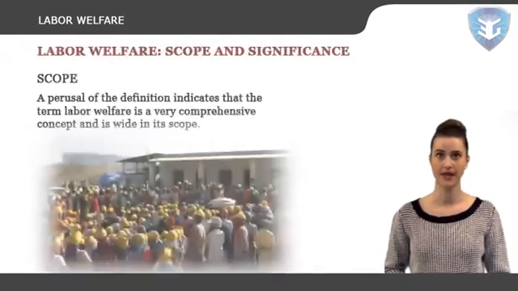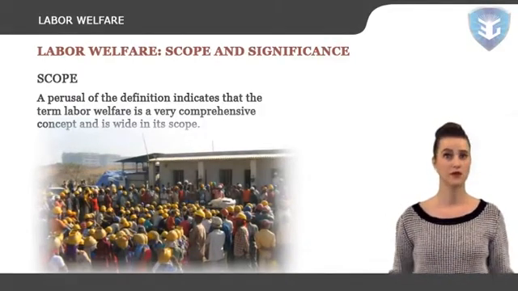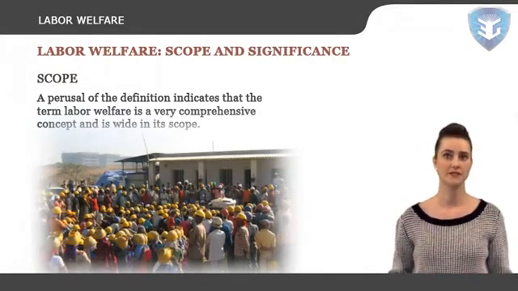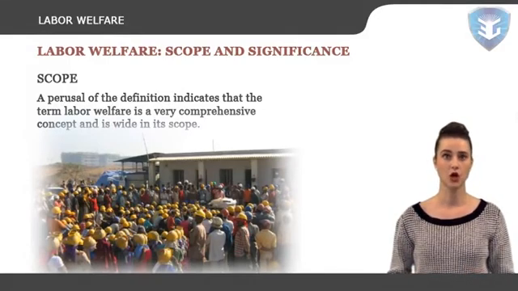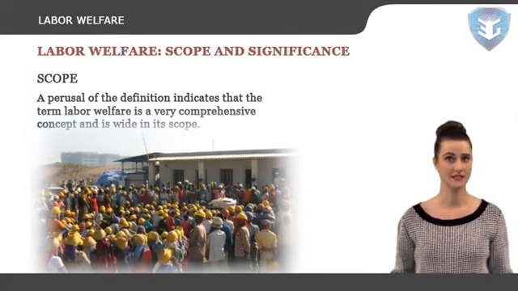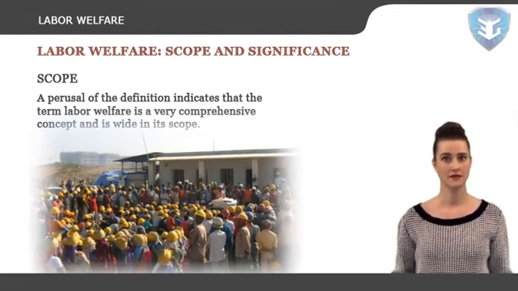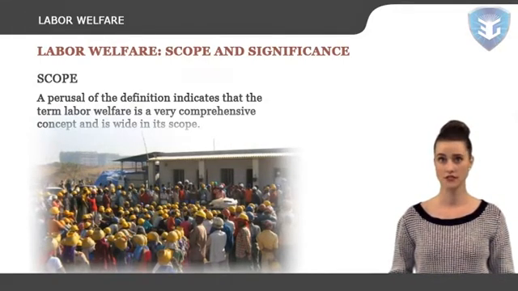Let us now discuss the scope and significance of labor welfare. Scope. A perusal of the definition indicates that the term labor welfare is a very comprehensive concept and is wide in its scope. It includes in its fold all efforts in the form of amenities and activities which vary from place to place, industry to industry, and time to time. Labor welfare activities are broadly classified as 1. Statutory, 2. Non-statutory or voluntary, and 3. Mutual.